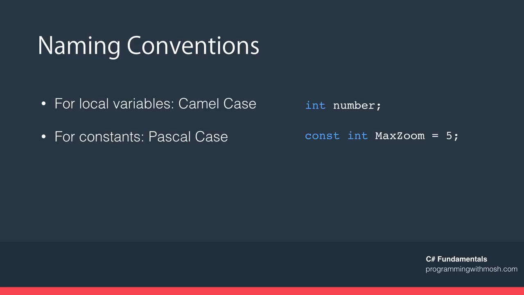So in C#, to name your local variables, use camel case. So as you see here, the first letter of the first word is lowercase, and if we had more words here in the identifier, the first letter of every word had to be uppercase. For constants, use Pascal case. So here you see I've got a constant here, constant integer, and the first letter of every word is uppercase.